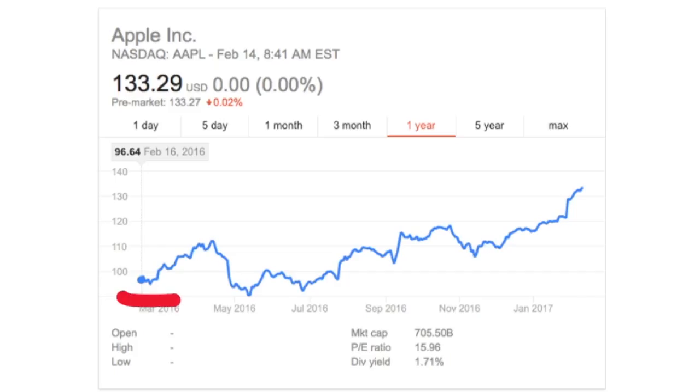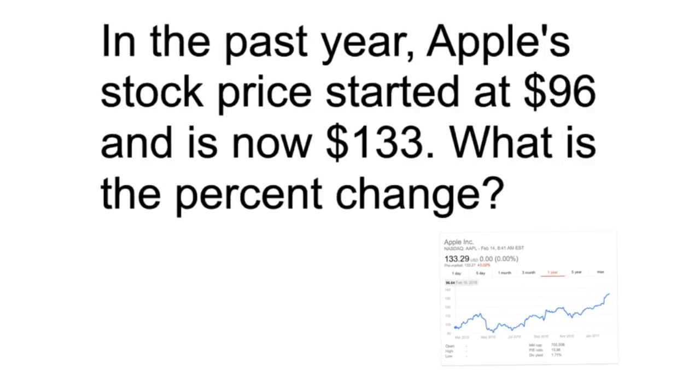Here's a look at Apple, their stock price. A year ago, it was hovering around $96, and now it's all the way up to $133 per share. So has the price for it increased or decreased? Well, it's gone up, so it's increased. So it started at 96, it's now $133. What is the percent change?